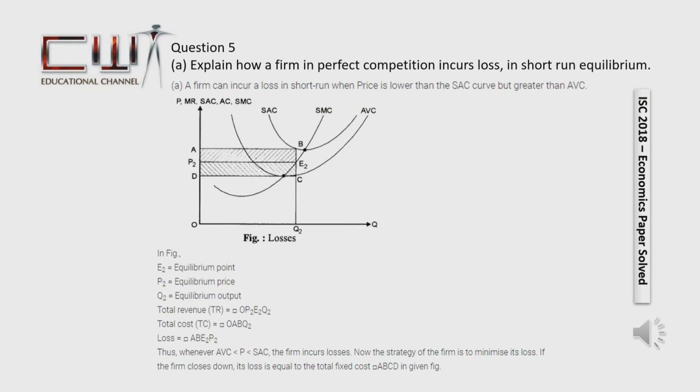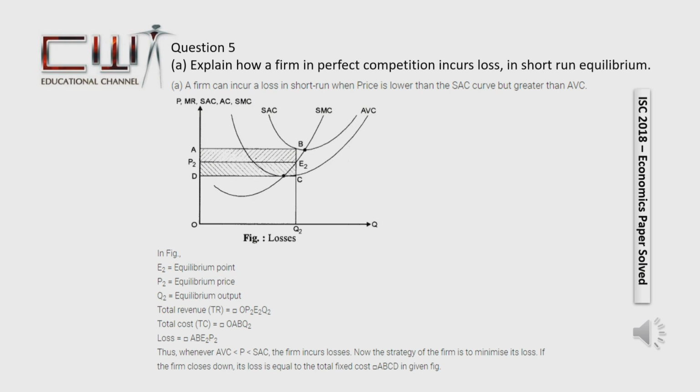The equilibrium point is at E2 and P2 is the equilibrium price and Q2 is the equilibrium output. The total revenue is equal to OP2E2Q2. So this shows the total revenue, and the total cost is OABDQ2. So the total cost is higher than the revenue. Therefore, the loss is ABE2P2. So that area reflects the loss.